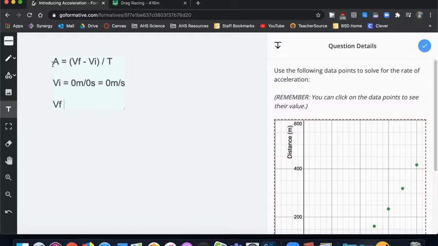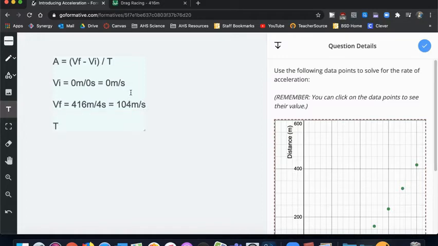And our final velocity was 416 meters, and that took 4 seconds. So 416 meters at 4 seconds. And if I put that into the calculator, that should come out to 104 meters per second. So now you can see your initial velocity was 0. Your final velocity was 104 meters per second.